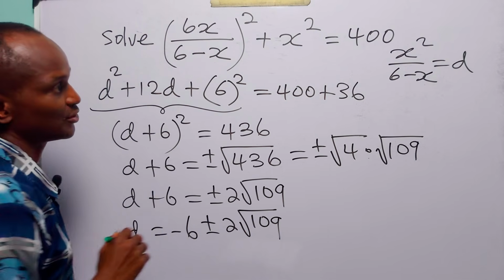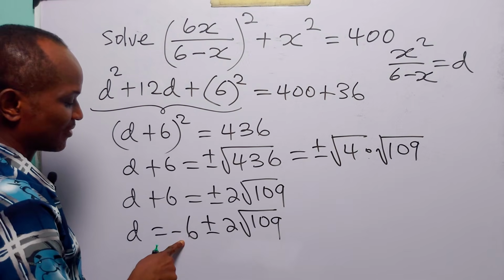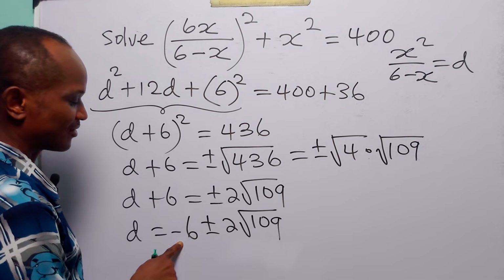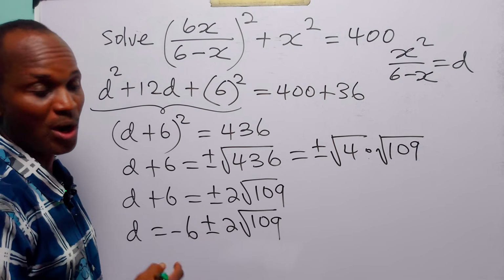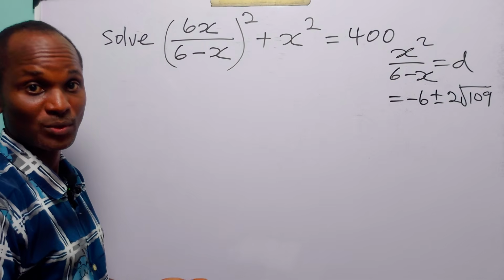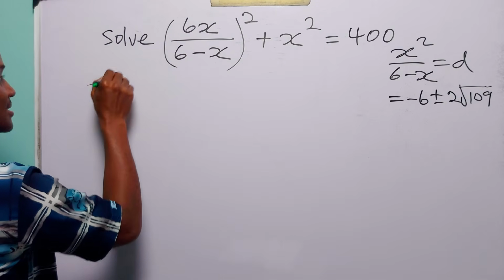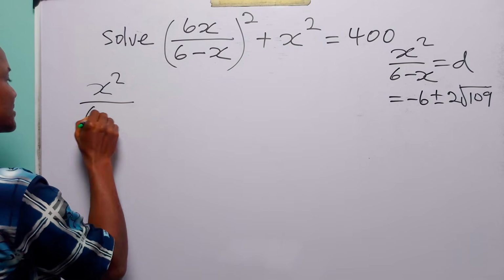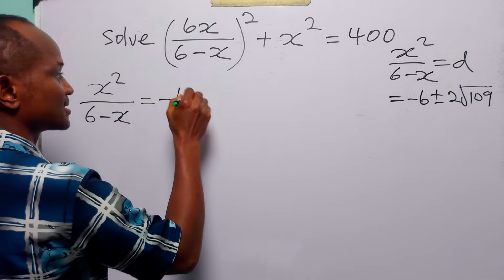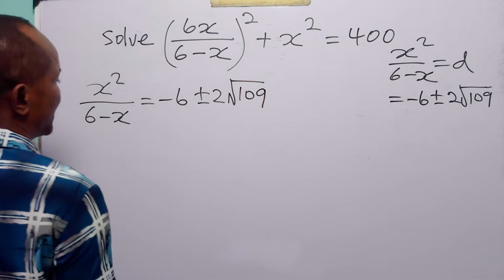Now, we have two values for x squared over 6 minus x: minus 6 plus 2 root 109 and minus 6 minus 2 root 109. Now, to find all the values of x, all we need to do is to solve the two quadratic equations. x squared over 6 minus x is equal to minus 6 plus or minus 2 root 109.